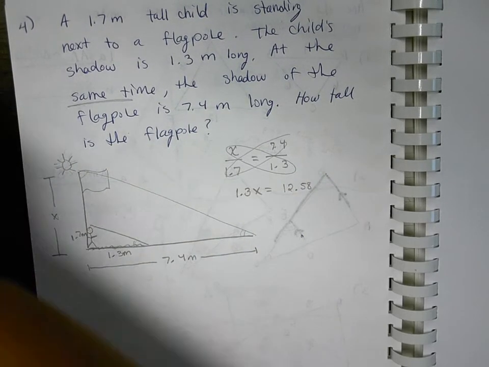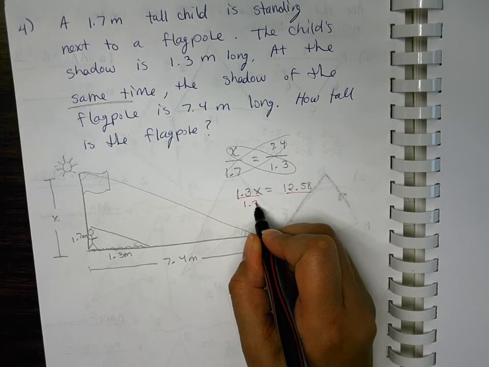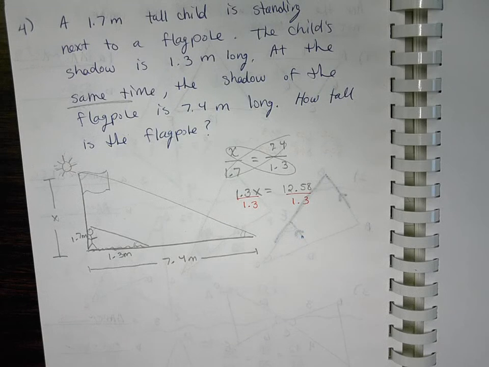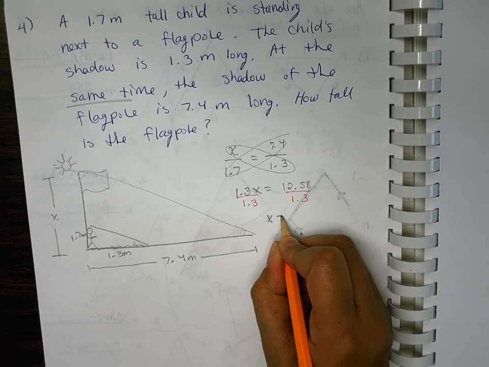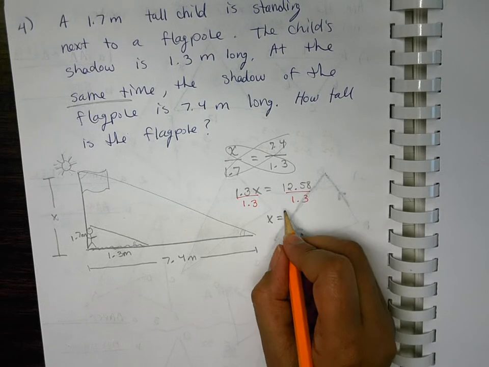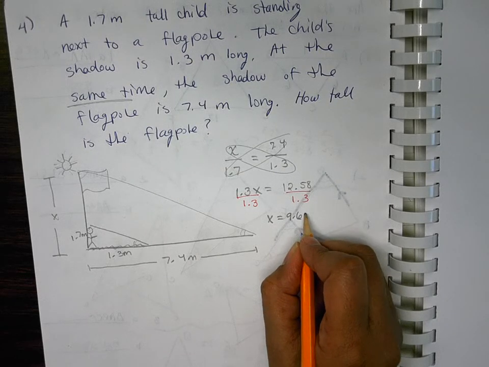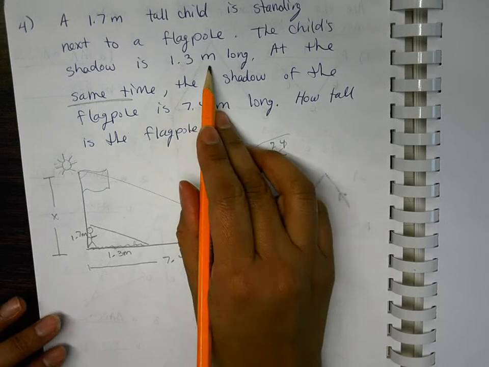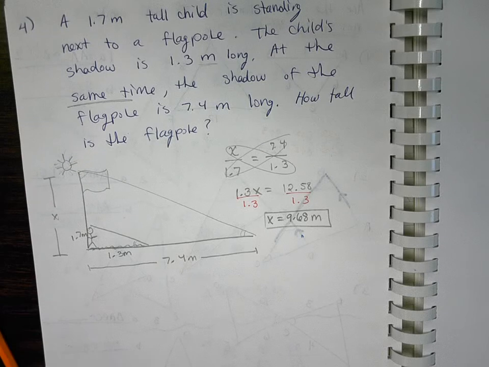And what's the last step? Divide by 1.3. And what does that give us? Let's do 2 decimal places. I'm not sure what it comes out to on your calculator. 9.6. What comes after the 7? 6. So it'd be 7 or 8? 8. 9.68. And what's the unit of measurement we're using here? Meters. 9.68 meters. Got it? Questions?